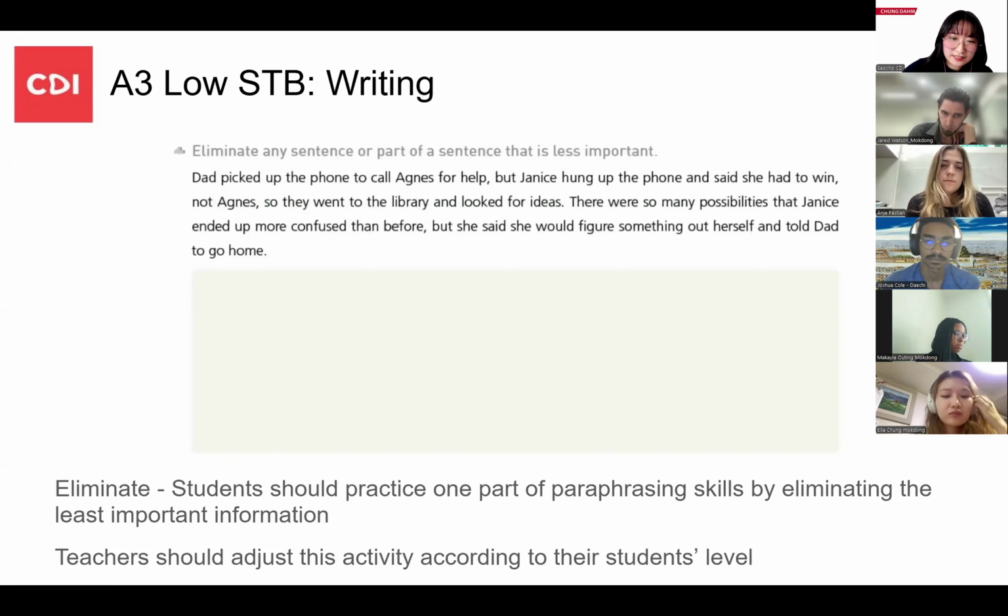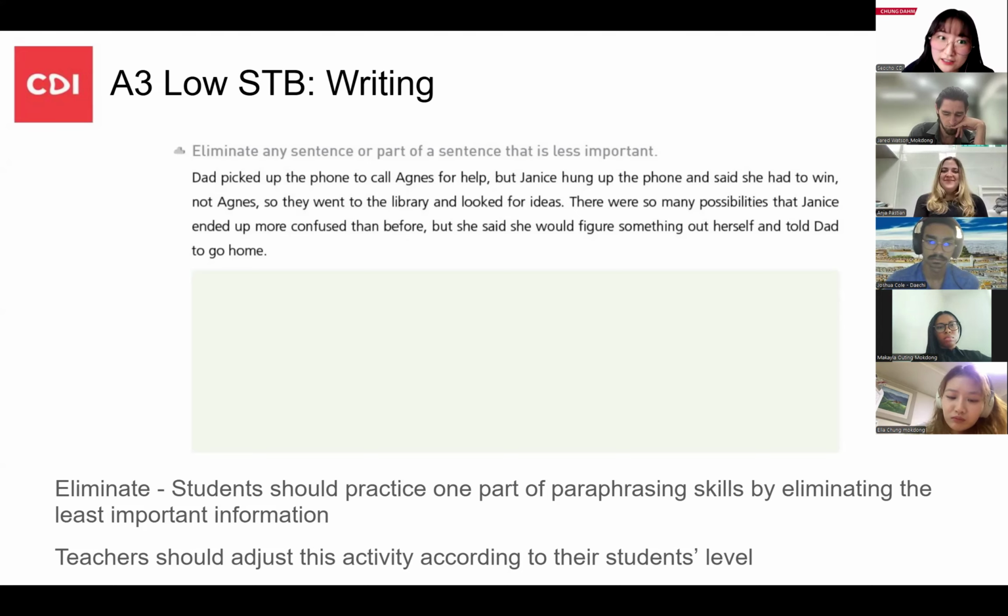Okay, at the bottom of this page, there is another sort of paraphrasing skill activity. They need to eliminate parts of the sentence that are less important. So you can adjust this activity according to your student's level, again, maybe towards the beginning of the semester, or maybe if you're a Megas teacher as opposed to a Terra teacher, this might look a little bit different for you. But students should practice identifying which parts are less important.